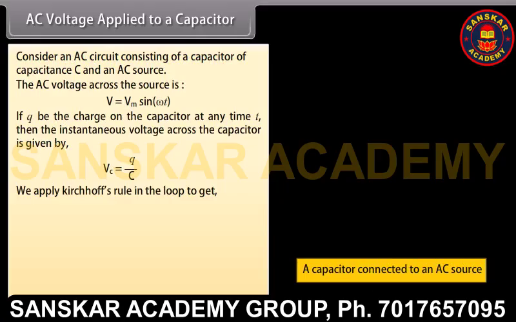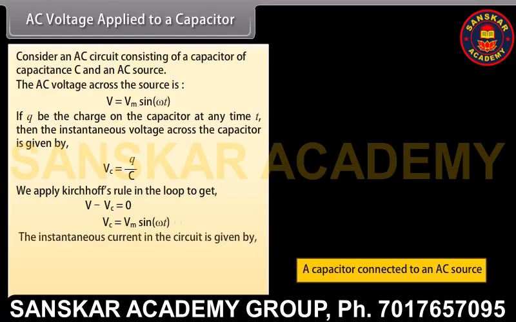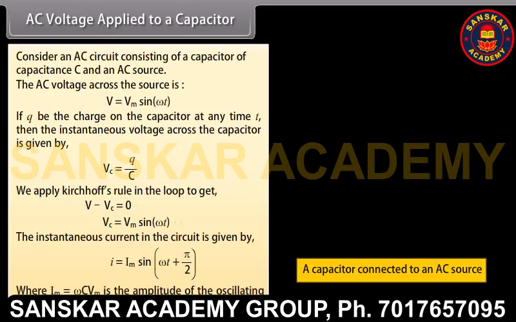We apply Kirchhoff's rule in the loop to get V minus Vc equal to 0. Now we put the value in the above equation. Vc is equal to Vm sin omega t. The instantaneous current in the circuit is given by I equal to Im sin(omega t plus pi by 2), where Im equal to omega C Vm is the amplitude of the oscillating current.